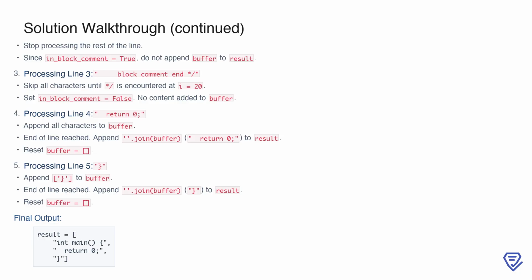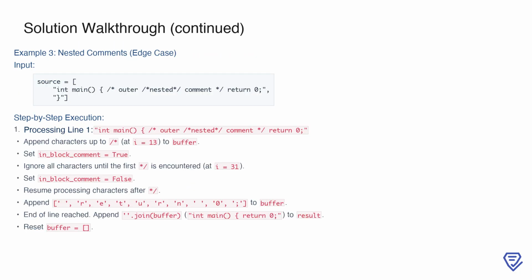For the fifth and final line, we add the single character to the buffer. At the end of the line, the buffer is again converted to a string and added to the result. The final output now consists of the valid code lines, int main, return 0, and. This example introduces an edge case involving nested comments.